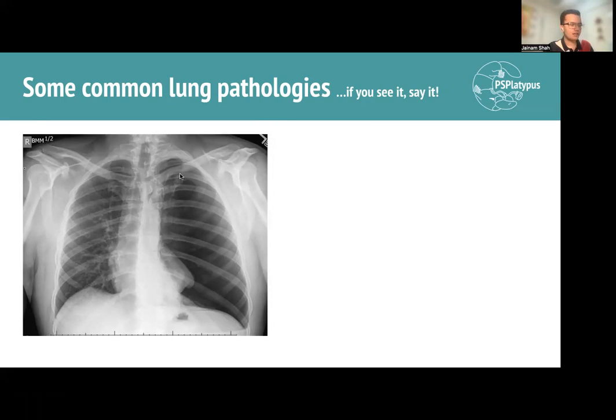However, on the left-hand side, you'll notice that I can't see any of those lines anymore. All I see is air, right? Just black air throughout the whole thing. And if I look very closely, you can actually see this little lump right over here. You might mistake this for potentially the heart, but because you can see the heart here, that's actually a grossly deflated lung right there, okay? And this is probably because this patient has a tension pneumothorax.